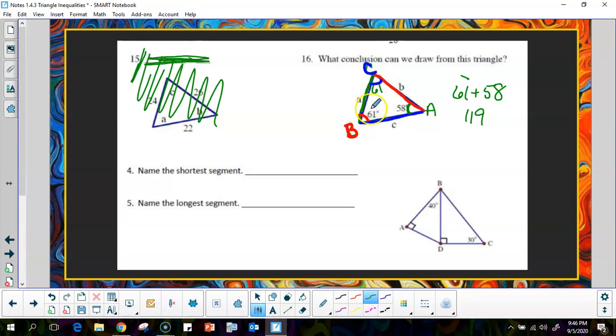If we have two angles that are congruent to each other, their opposite sides, their corresponding sides, are also congruent to each other. So the red side and the blue side are congruent. So the conclusion that they want us to draw is that side B and side C are congruent to each other. So we could say B and C are the same length.